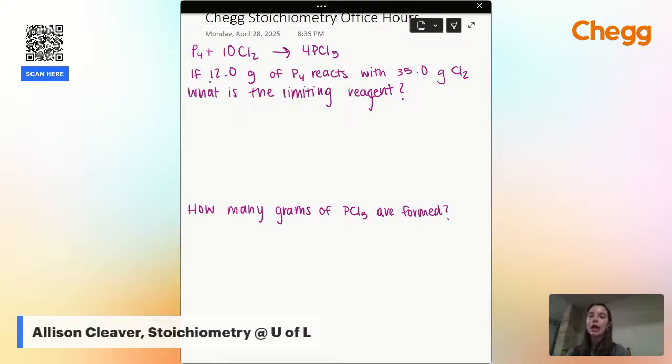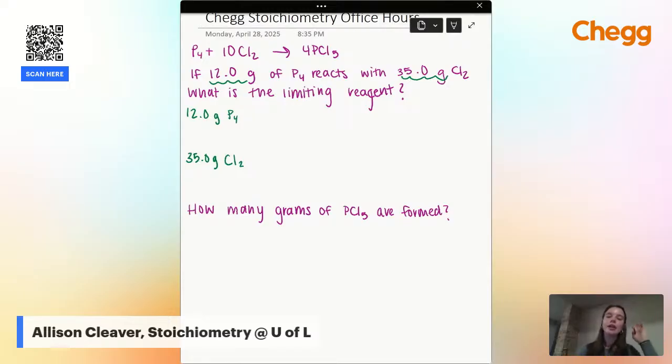So to start out with these problems, I always look for what the problem gives us, specifically numbers and units. It gives us 12 grams of P4 and 35 grams of Cl2. So I'm going to write that on two separate lines. That's P4 and then 35 grams of Cl2. All right, that's the first step, writing down what we know.